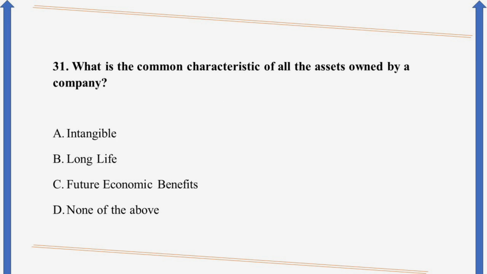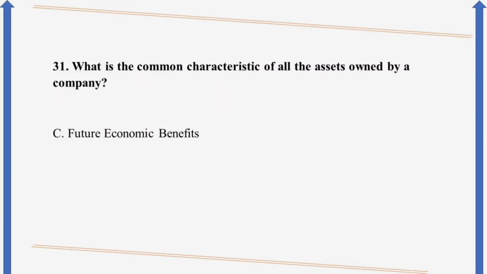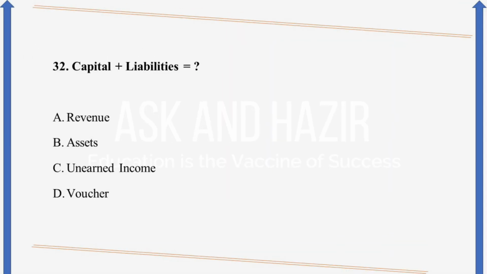31. What is the common characteristic of all the assets owned by a company? Intangible. Long life. Future economic benefits. None of the above. Answer, C. Future economic benefits. 32. Capital plus liabilities equals revenue. Assets. Unearned income. Voucher. Answer, B.